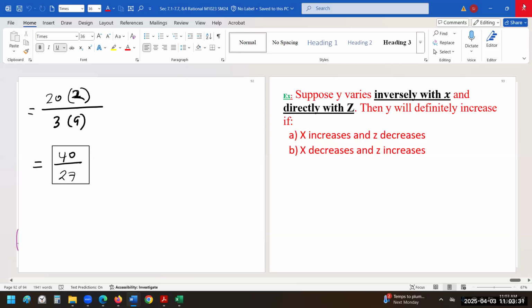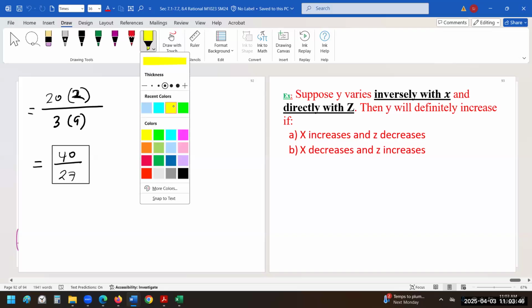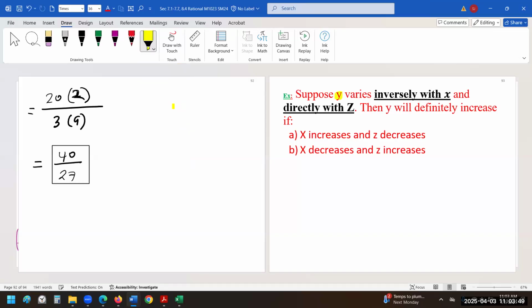So let's start with the equation. What is our equation? First thing we look at is what is changing. Which two things are changing? So here actually three things are changing. y, x, and z, right? Now how are y and x changing? Inversely. So y equals what? k over x.